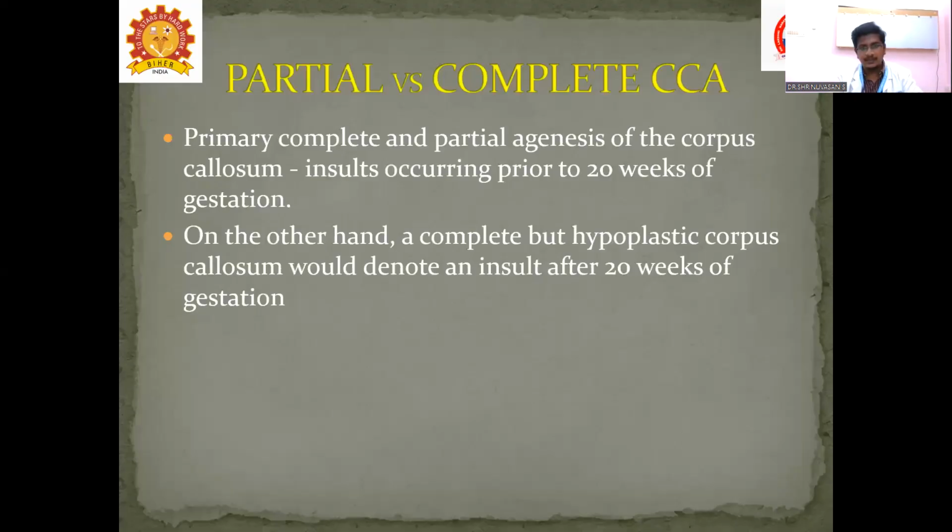So what do you mean by partial versus complete corpus callosal agenesis? So there are 2 types of corpus callosal agenesis. Primary, complete, and partial agenesis of the corpus callosum will occur whenever there is an insult occurring prior to 20 weeks of gestation. On the other hand, there will be a hypoplastic corpus callosum, which denotes the insult after 20 weeks of gestation.